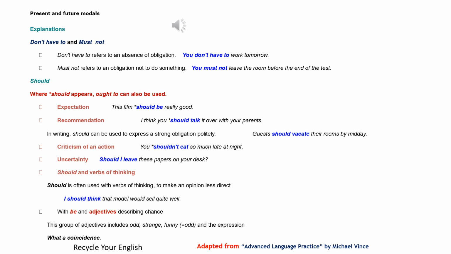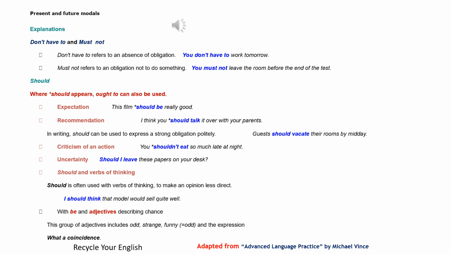In writing, should can be used to express a strong obligation politely. Guests should vacate their rooms by midday. Criticism of an action: you shouldn't eat so much late at night. Uncertainty: should I leave these papers on your desk?